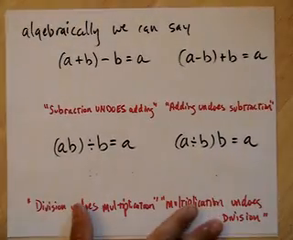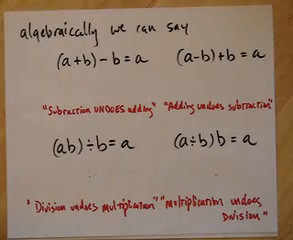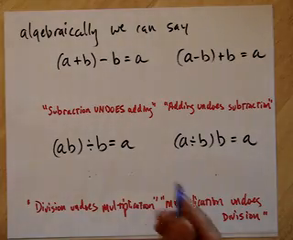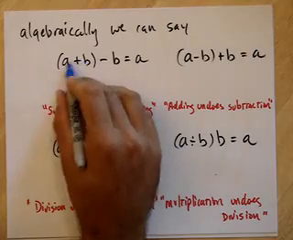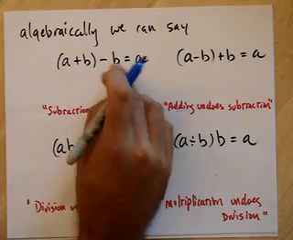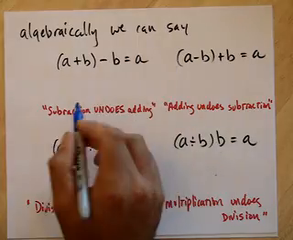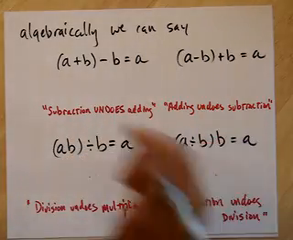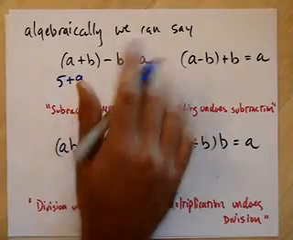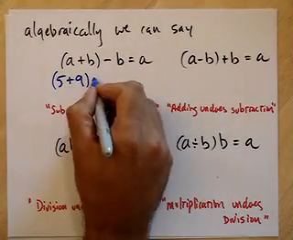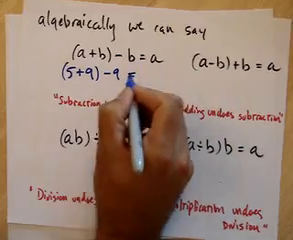So algebraically, how do we say that? Here it is, defined algebraically for real numbers A, B, and C. Here, A and B. If you have A plus B, and then you subtract B, you're back to A. So basically, subtraction undoes adding. For instance, 5 plus 9 is what? 14, right? And 14 minus 9, I'm back at 5.